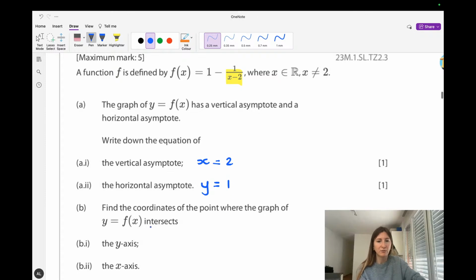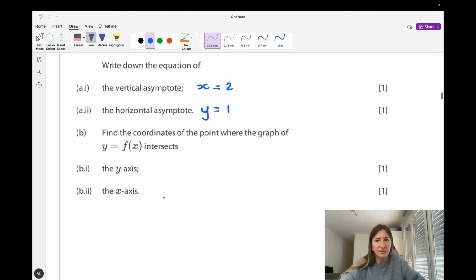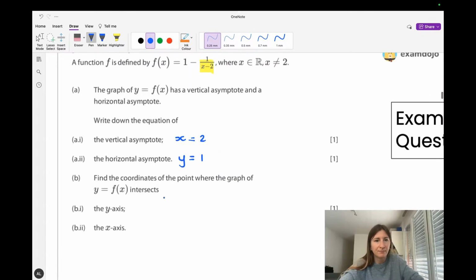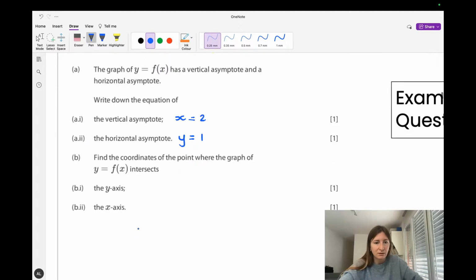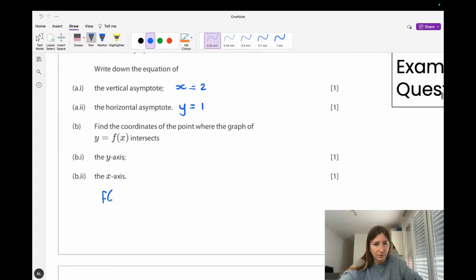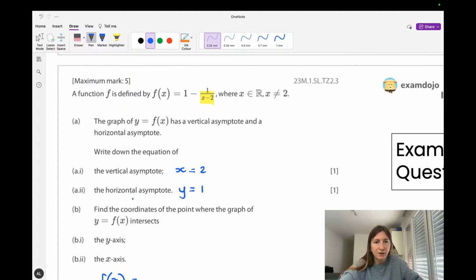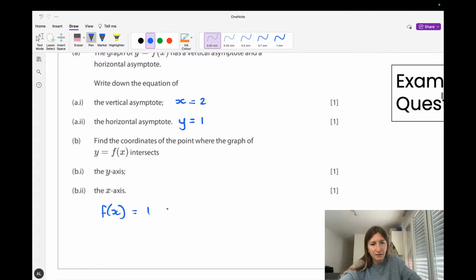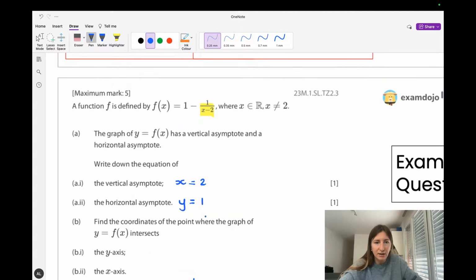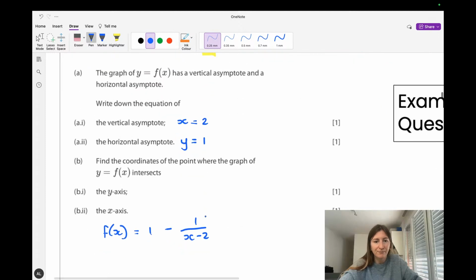Find the coordinates of the point where the graph intersects the y-axis and the x-axis. So what that means, where they intersect, is just saying find the x and y intercepts. So let's go ahead and find the intercepts. So let me write the function down here to do my working. f of x equals 1 minus 1 over x minus 2, and double check that I wrote it correctly. Yeah.